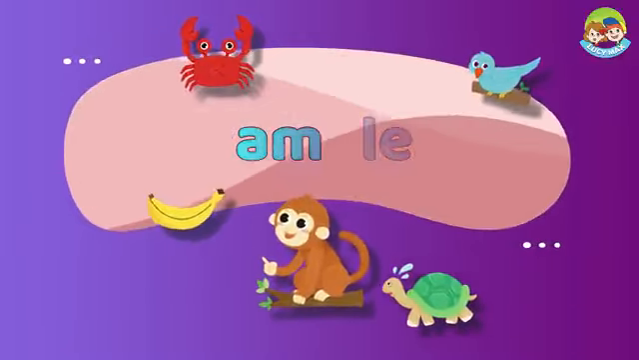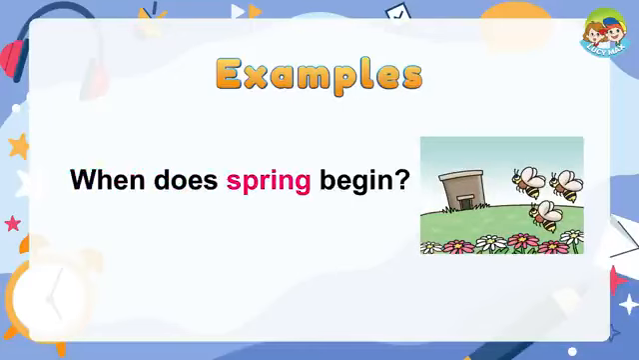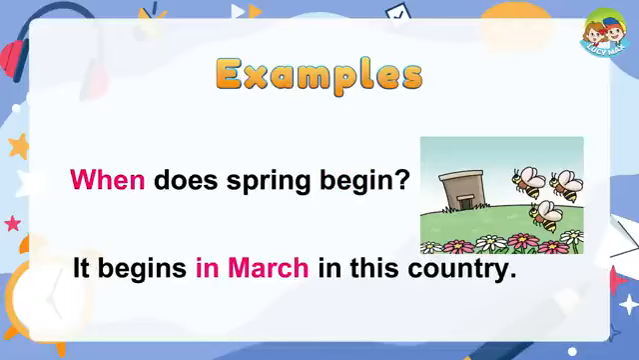Examples. Let's look at some examples. When does spring begin? We have a do verb, plus a subject, plus a base verb. The answer is, it begins in March in this country.